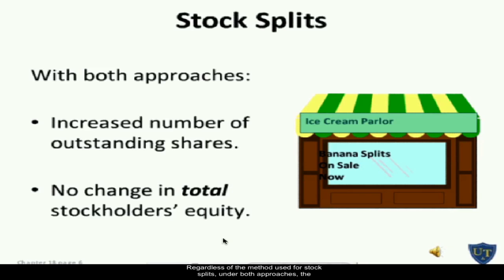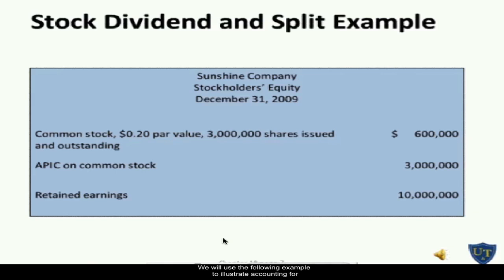Regardless of the accounting method used for the stock split, under both approaches, the number of outstanding shares increases. In fact, that's the whole point of the transaction, and there is no change in total stockholders' equity. We'll use the following example to illustrate accounting for a stock dividend and a stock split. In this example, Sunshine Company has $600,000 of common stock, which is comprised of 3 million shares of issued and outstanding common stock with a 20-cent par value, $3 million of additional paid-in capital, and $10 million of retained earnings.